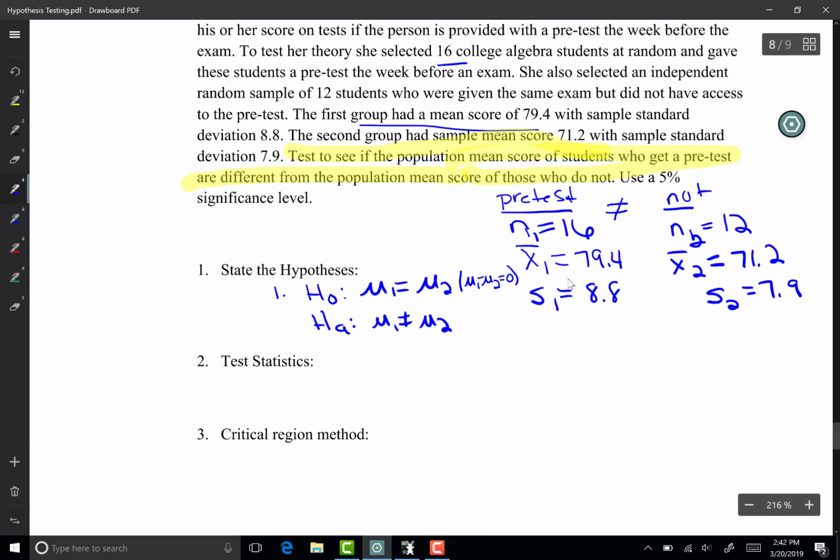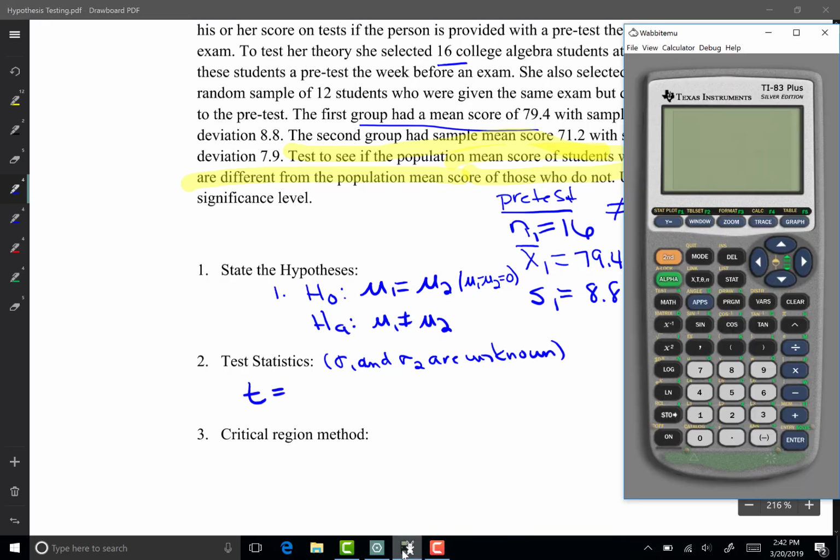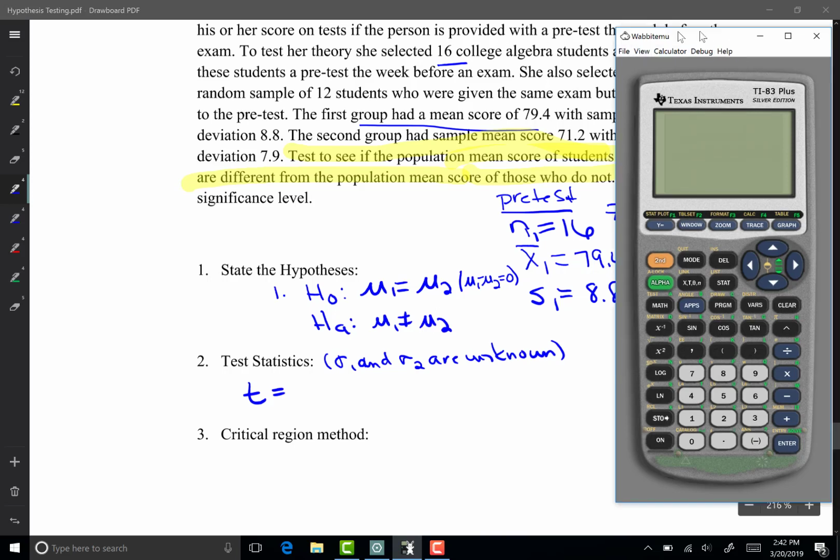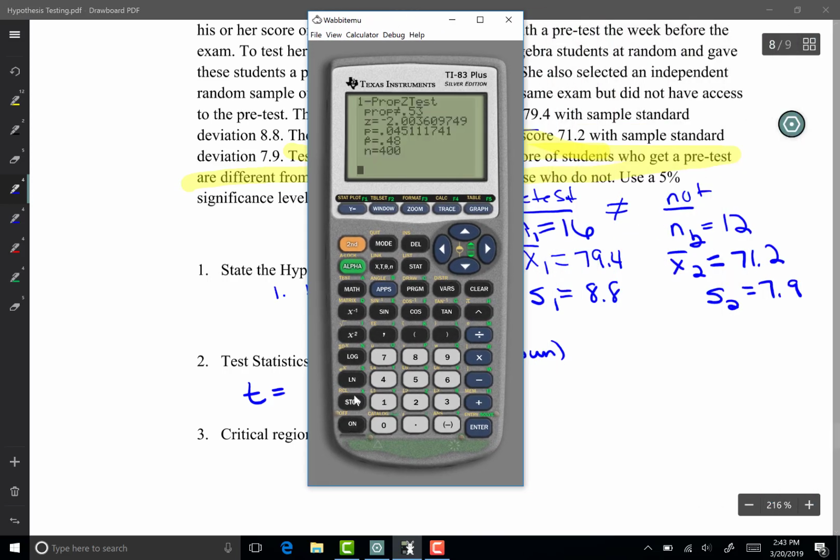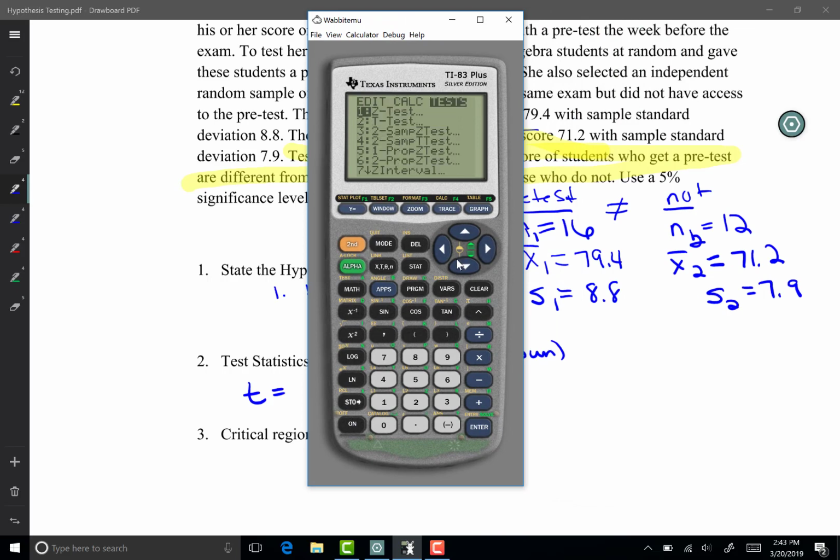Our test statistic then, the question is, are we using a z or a t? We're not using proportions because we have samples and means. We are going to use the t because we do not know sigma 1 and sigma 2. They are unknown. So we're going to use a t-test, and we're going to put in the information we have here. If I go to Stat, over to Test, down to Sample T-Tests, I have the stats, so I hit Enter.